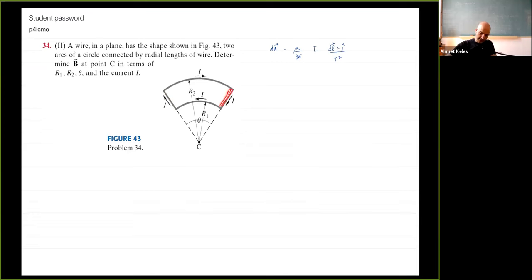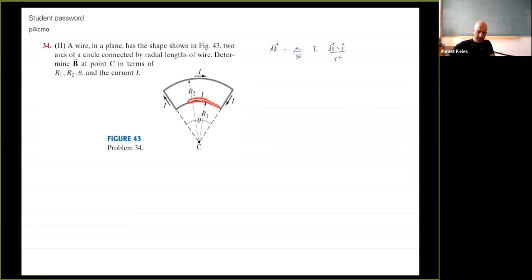So for here, dl and dr, dl is the length of the segment, dr is the vector from the current to the point of interest. They are parallel, so the cross product is 0, exactly like you write. Yes, thank you. And for here, dl and dr are anti-parallel, so the cross product is also 0. So I don't have to worry about these 2 points.